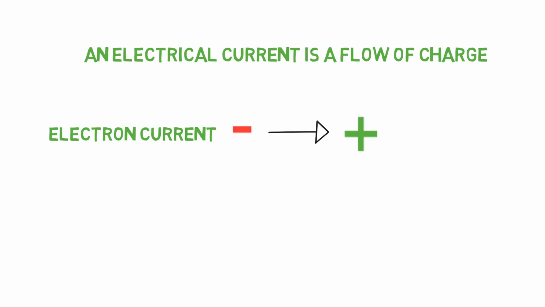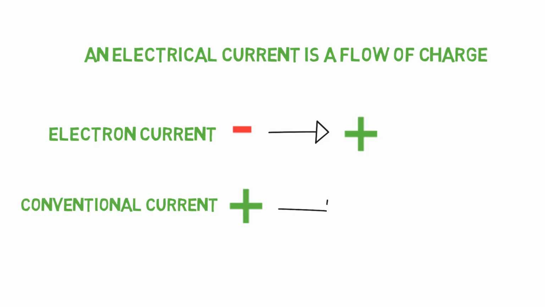There are two types of current. Electron currents are where particles flow from negative to positive, and conventional currents flow from positive to negative. We know that conventional currents don't actually exist. We used to think something flowed from the positive end to the negative end.